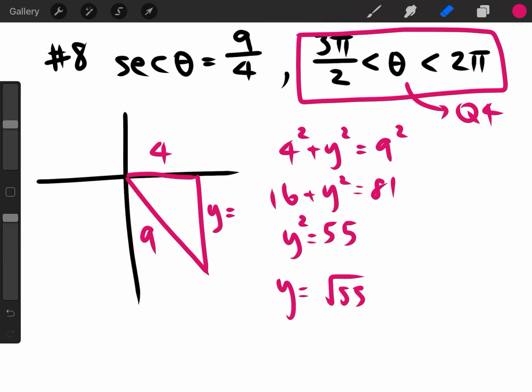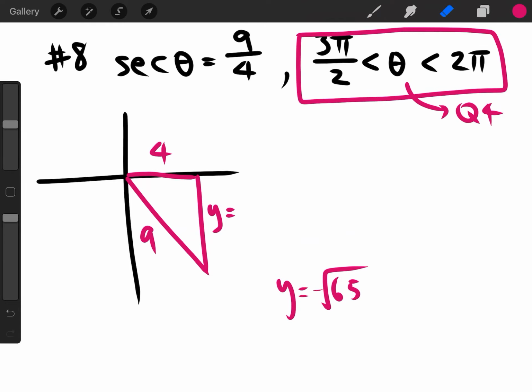I think I messed up on this one. My bad. It's going to be 65. Okay, so it's going to be a 65, but it's going to be negative. So go ahead and write negative 65.